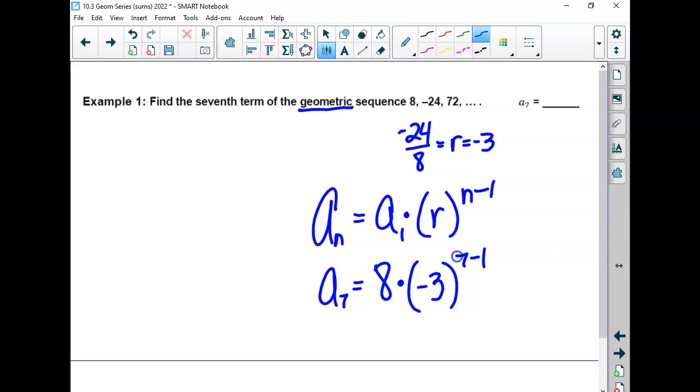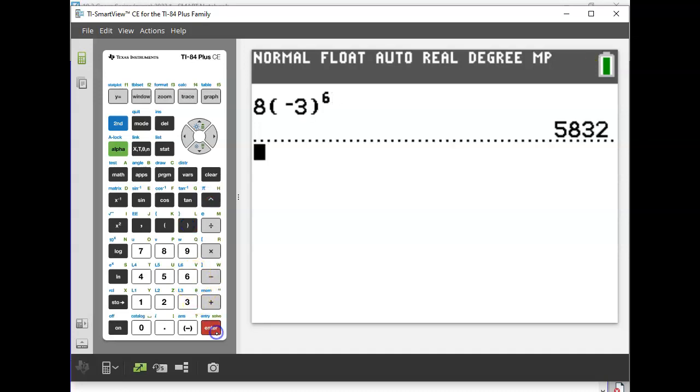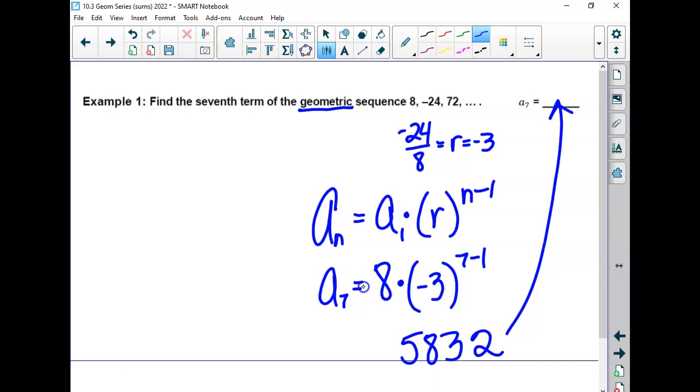If you do not put parentheses around the -3, you will get this one wrong. Okay, it's just always best practice to use parentheses around the r. 8 times -3 to the 6th. Somebody else get 5832? Okay. Everybody okay? That was not new, right? You're supposed to already know how to do that. That was just finding a term.